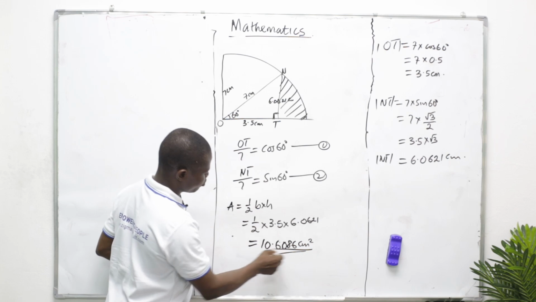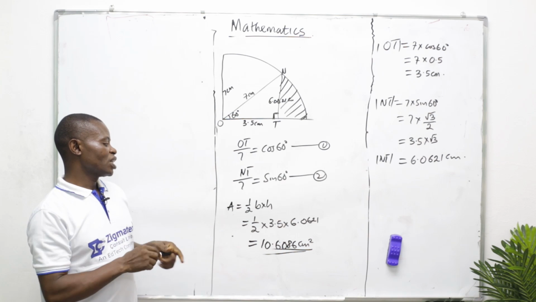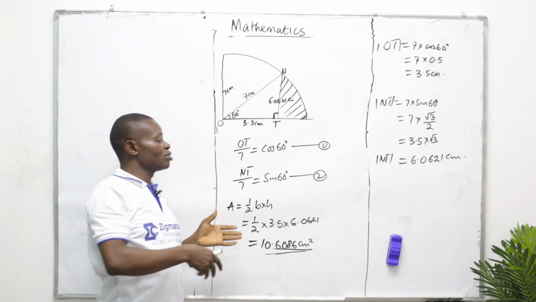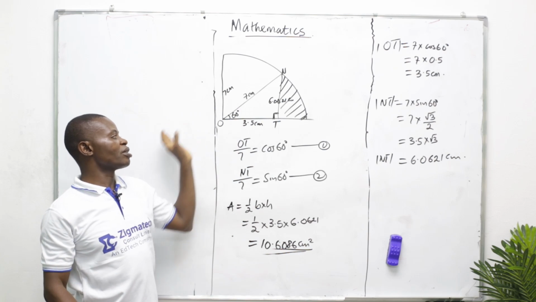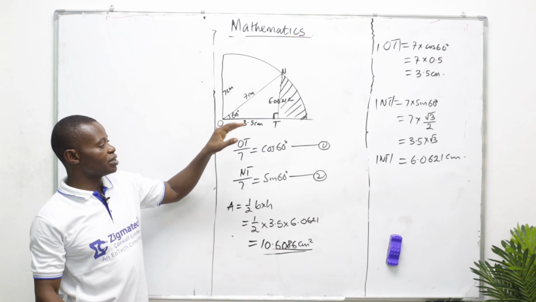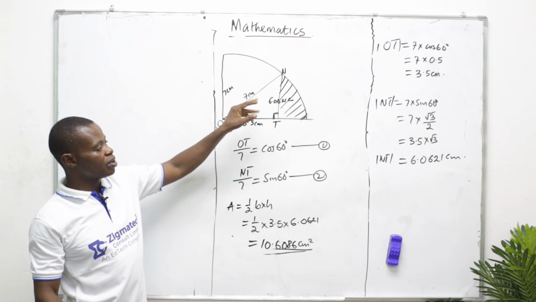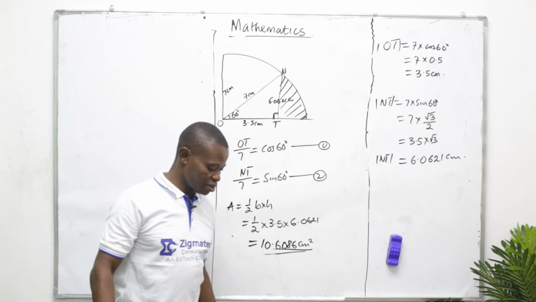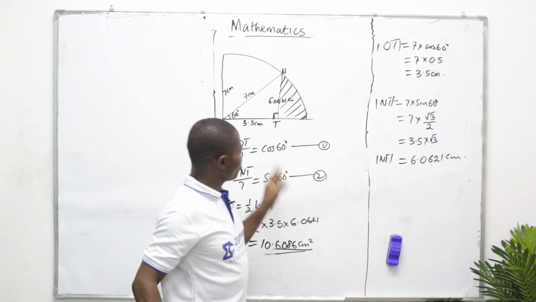cm square. But remember, the formula for area of a triangle does not rely on this alone. You can also go the other way around. There's another formula for area of a triangle when an angle is given. That is 1 over 2 r square sine theta. Well, that is by the way.